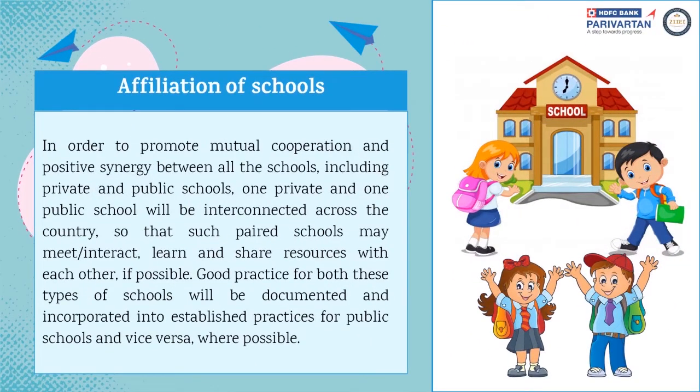Talking about affiliation of schools. In order to promote mutual cooperation and improve the positive synergy between all the schools, including both private and public schools, one private and one public school will be interconnected across the country so that such paired schools may meet, interact, learn, and share resources with each other. It will also lead to good practices for both these types of schools, which can be documented and incorporated into established practices for public schools and vice versa.